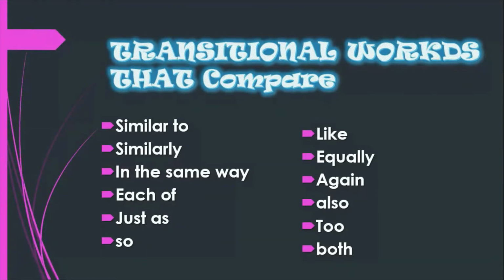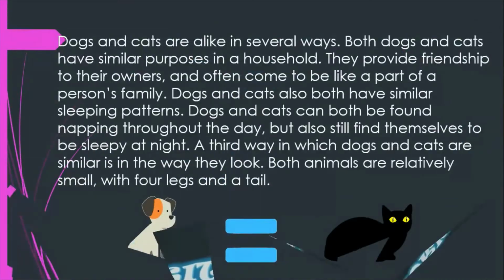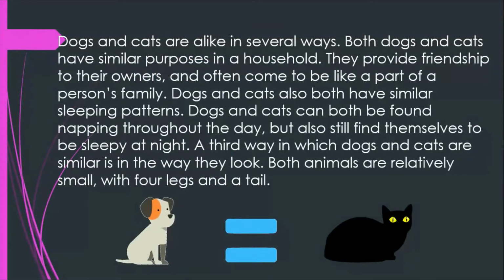Very nice. So here we have a passage that I found. I did not write it and I did not alter it in any way, shape, or form. So I just borrowed it from the internet. And it is about what? Yes, it is about cats and dogs, right? So all we're going to do is read it, and then we are going to compare cats and dogs. That's right.